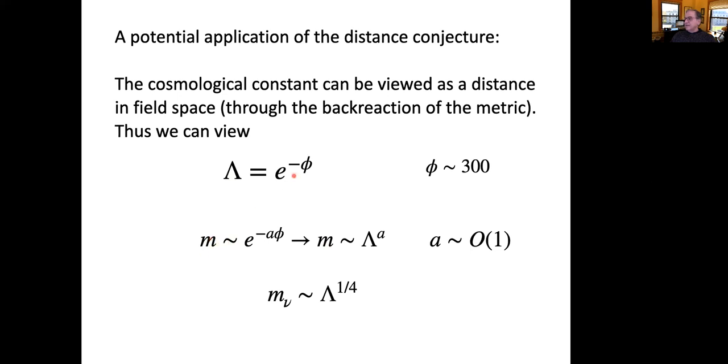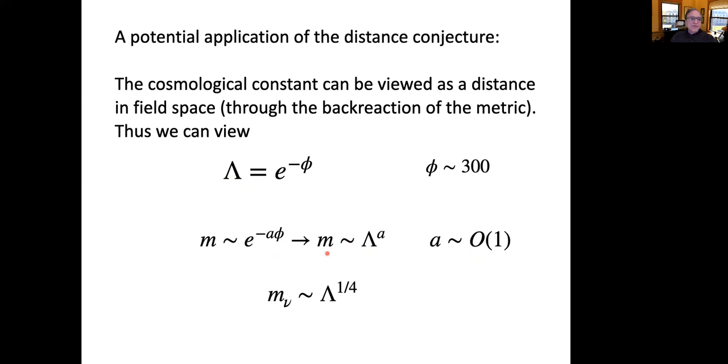So you could say that from what I just said, you might expect that you get a tower of light states with mass of the order of e to the minus some constant times phi. Well, that constant is order one. In other words, you expect the mass to go like some power of lambda, lambda to the power of a, where a is some order one number.